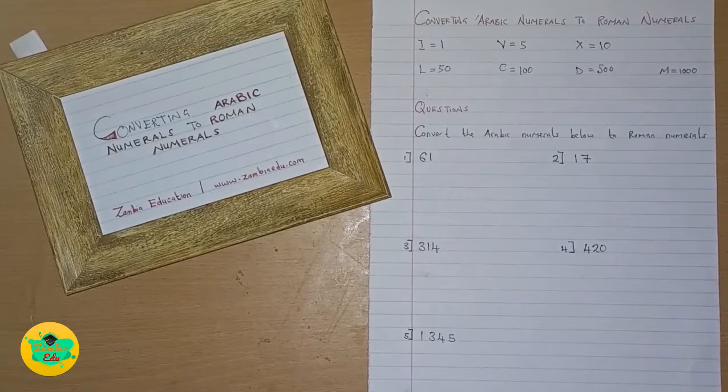The main question says, convert the Arabic numerals below to Roman numerals. We begin with our first question, which is telling us to convert 61 to Roman numerals.